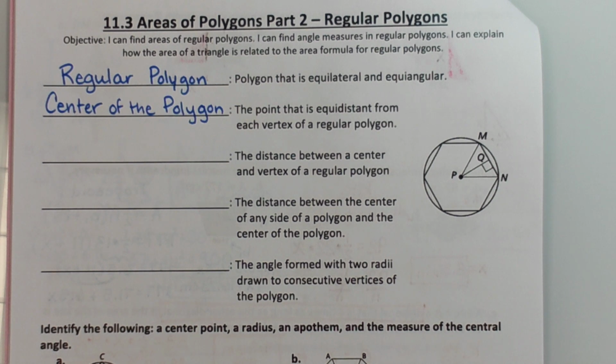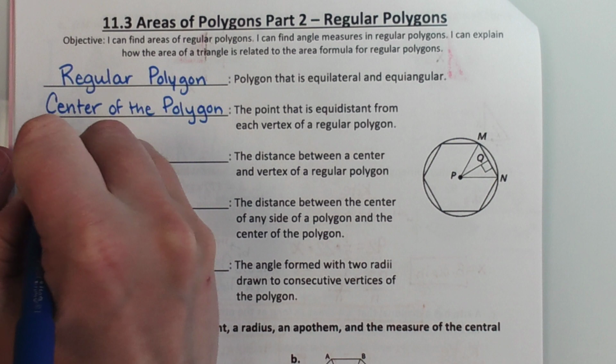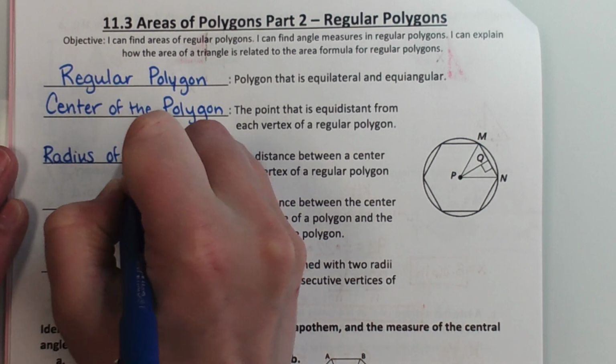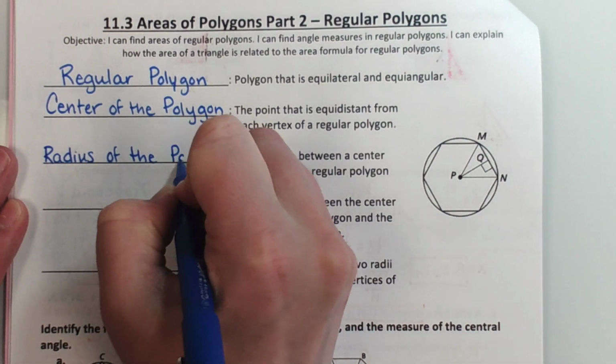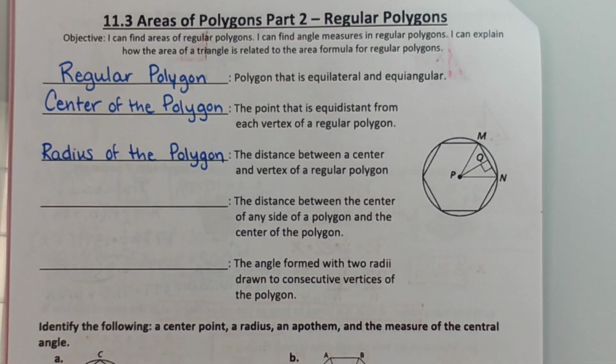And that's important because the distance between that point and the vertex, which would be a radius of the circle, is also known as a radius of a polygon. So from center to corner is a radius of the polygon.